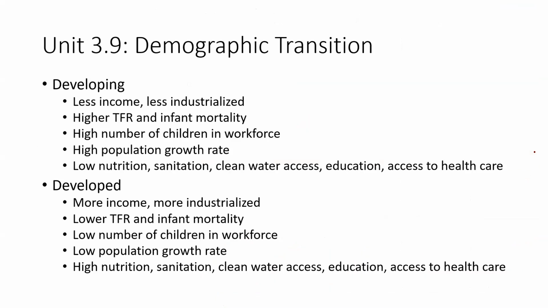So developing countries, less income, less industrialized, higher total fertility rate, higher infant mortality, high number of children in the workforce, high population growth, low nutrition, sanitation, clean water access, education, and access to healthcare. Developed countries have the opposite. More income, more industrialization, higher levels of nutrition, sanitation, access to healthcare, access to clean water, education, and then low numbers of children in the workforce, lower total fertility, lower infant mortality, and lower population growth.